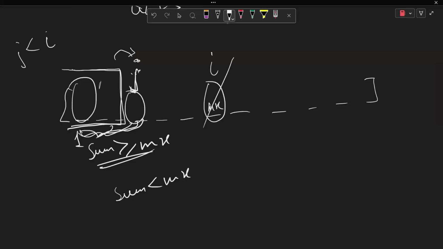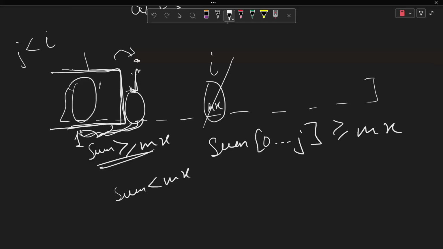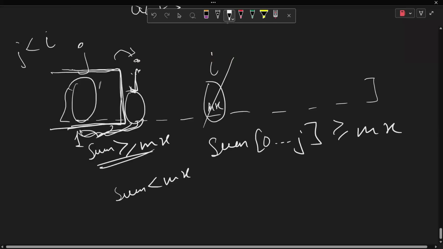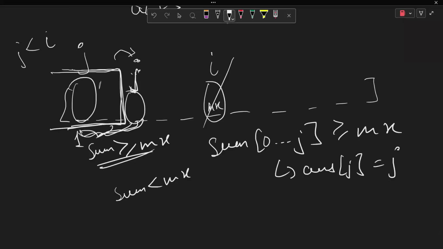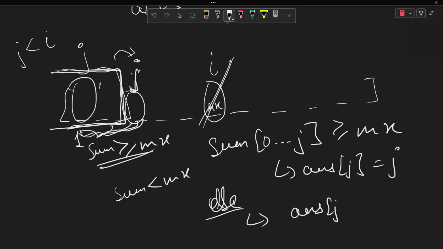So for any other J, we can take the sum from 0 to J, the sum of this range. If this is greater than or equal to MX, it means we are going to remove these J people here, and we are fine. In this case, our answer for J would be just J. And in the else case, we would have to remove these many people plus this person also, so our answer for J would be J plus 1.